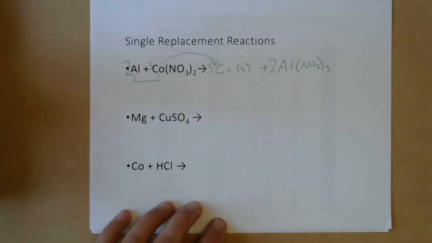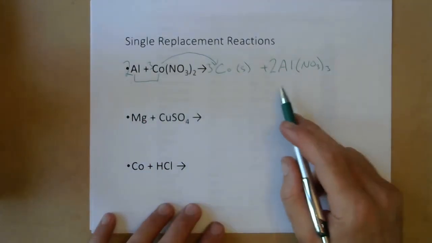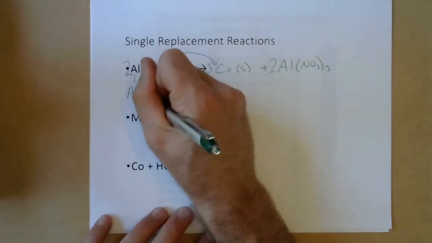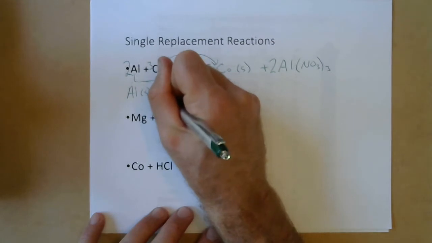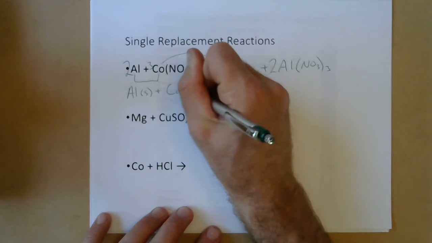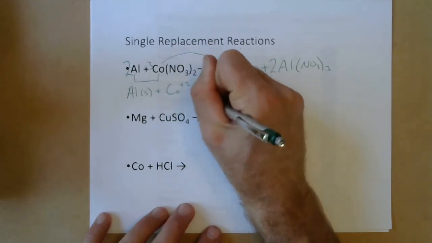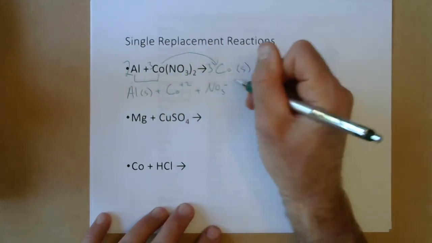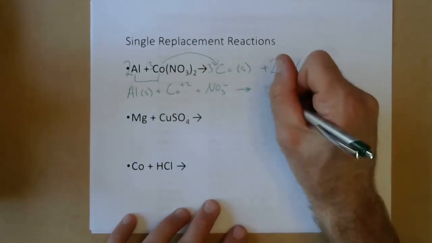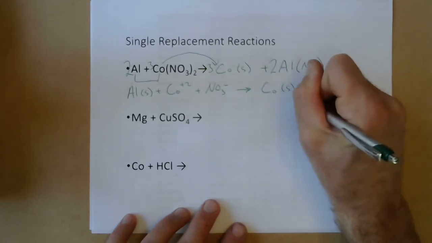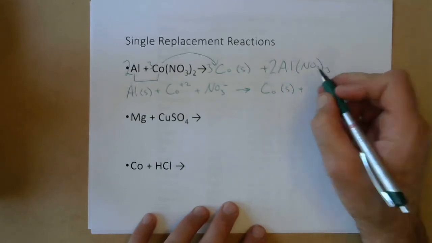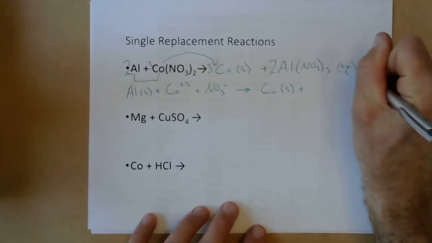Just like we did in the last section, we can write these out as ionic and net ionic equations as well. So the aluminum is a solid. And then cobalt-2 nitrate, these are aqueous ions, so we can write this out as cobalt ions with a +2 charge and nitrate ions with a -1 charge. So those are your reactants. And then your products are cobalt, which is a solid, aluminum ions, and nitrate ions, because aluminum nitrate is soluble. This would be AQ after it.